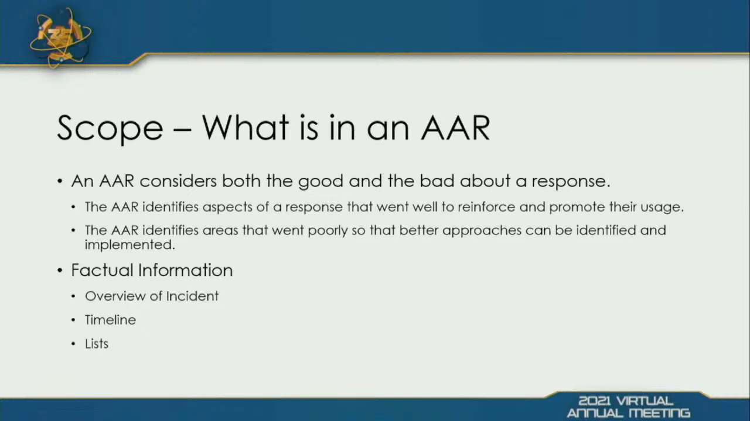Now, in addition to what went well and what went poorly, it also identifies certain factual information. What happened, what was the timeline. It usually includes a certain number of lists. These are the notifications that went out. These were the number of people that responded or things like that. But the most important part is not the factual stuff, but rather the analysis of what went well and what went poorly.